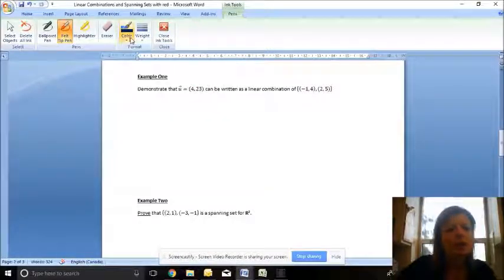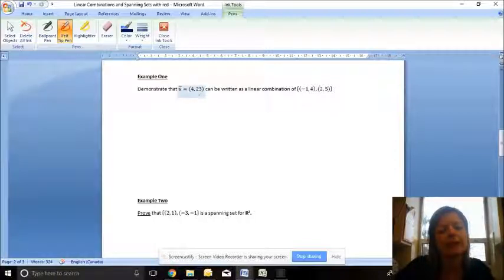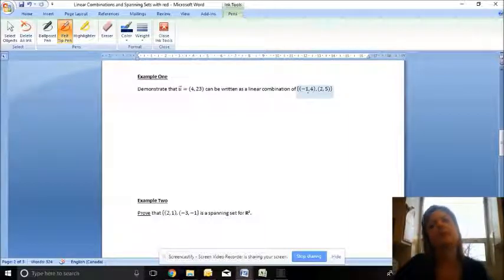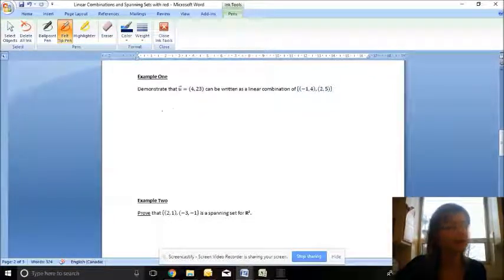Okay, so algebraically we can do this as well. So demonstrate that u, so 4, 2, 3, can be written as a linear combination of these two vectors. So we have these two vectors and we want to create some coefficient on each of them so that when you add them together, you get 4, 2, 3.